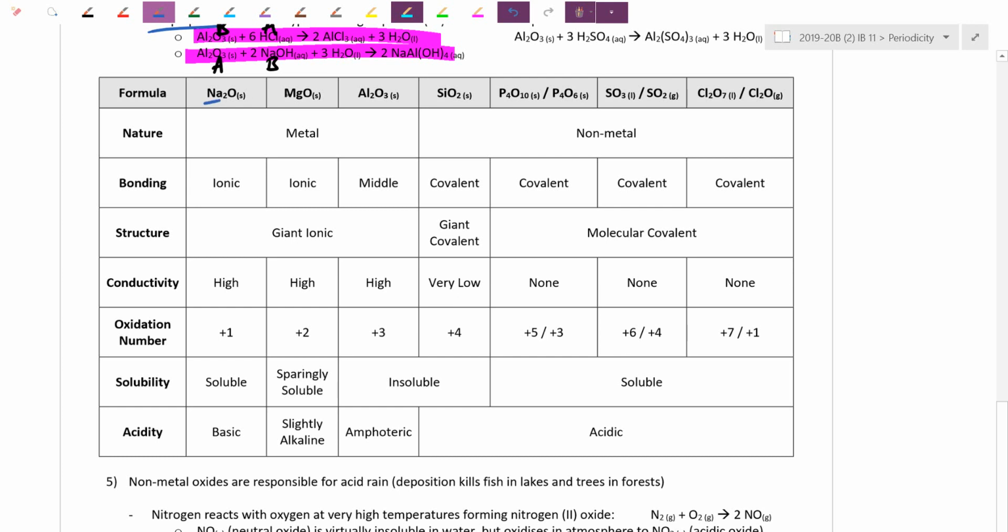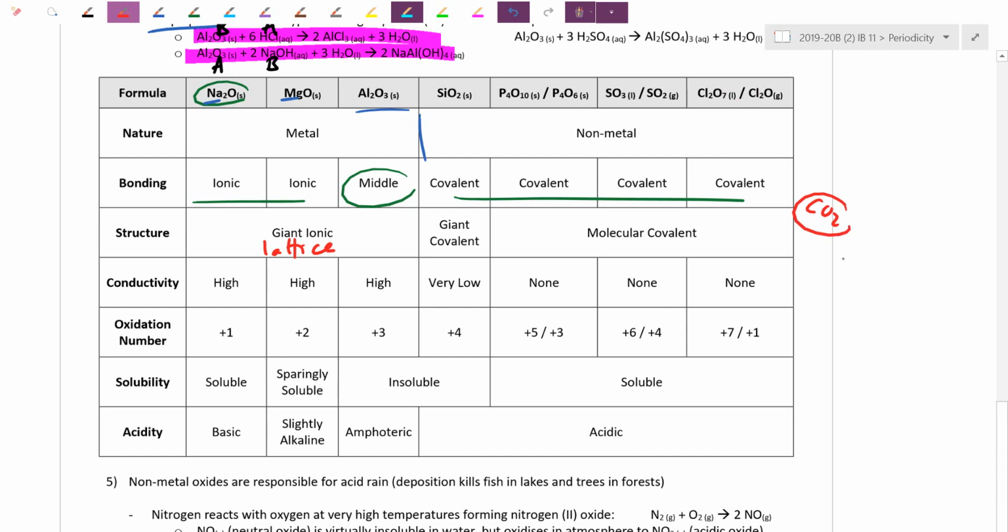In terms of the elements themselves, we know we switch from metal to non-metal. That's when we cross over the stair-step line. In terms of the oxide, the whole compound, metal and non-metal tend to be ionic. Non-metal and non-metal tend to be covalent. Aluminum oxide as an amphoteric was somewhere in between. The ionic ones here all form lattice structures, so they're giant ionic structures. The covalent compounds really didn't form charges.